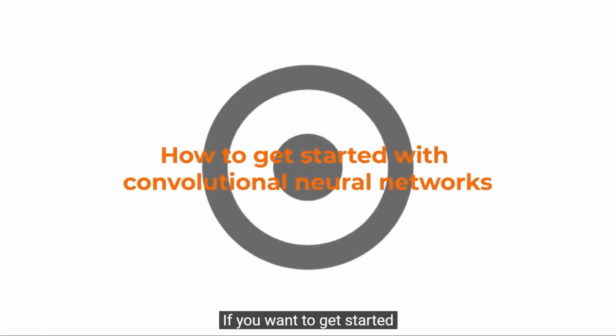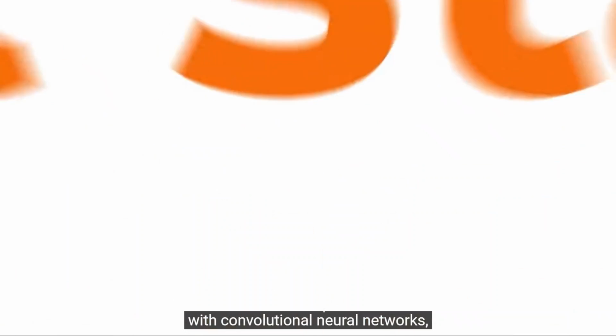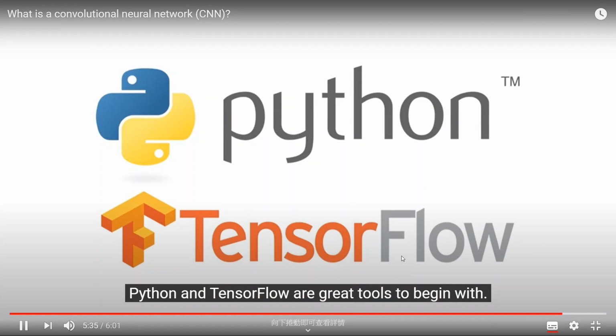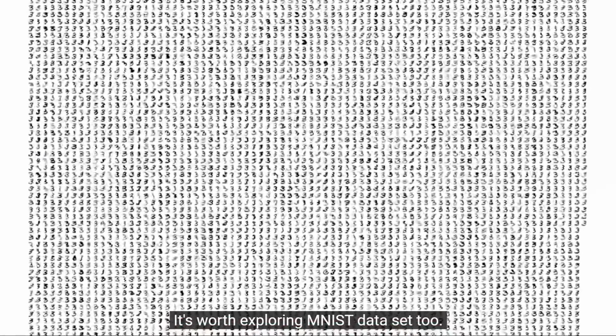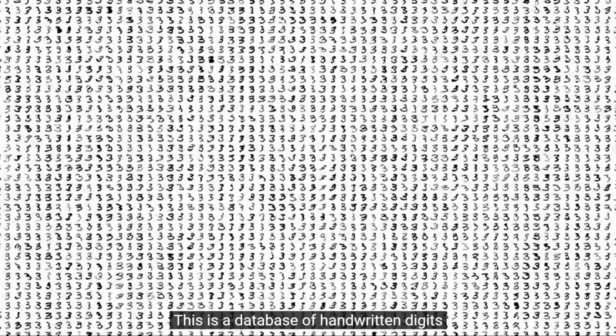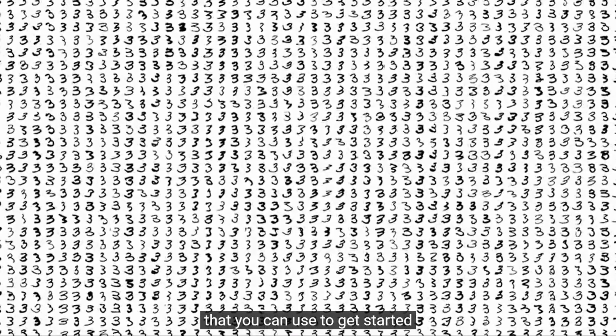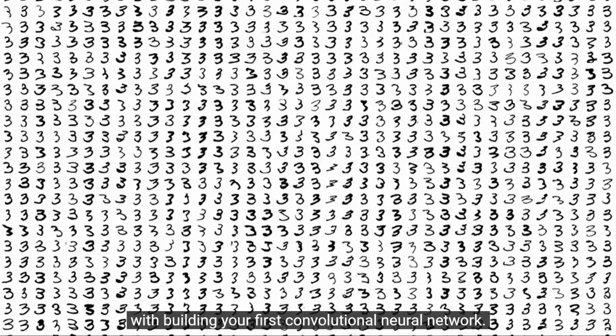If you want to get started with convolutional neural networks, Python and TensorFlow are great tools to begin with. It's worth exploring the MNIST dataset too. This is a database of handwritten digits that you can use to get started with building your first convolutional neural network.